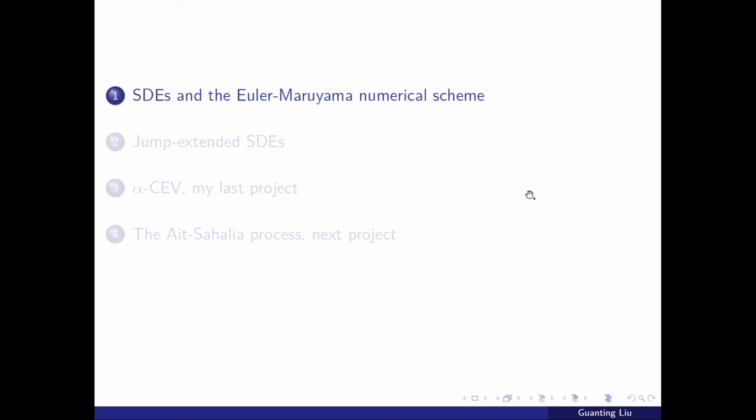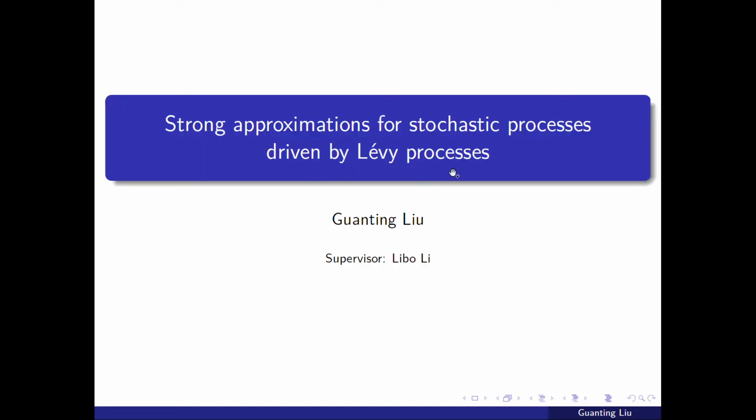This is the structure of my talk, and my research project actually starts later in section 3 of the talk. That's about a positivity preserving numerical scheme for something called the alpha CIR process. But before that, I'll use some pages to define what a strong approximation is and what the Levy processes are that we consider for the jumps in our stochastic process.